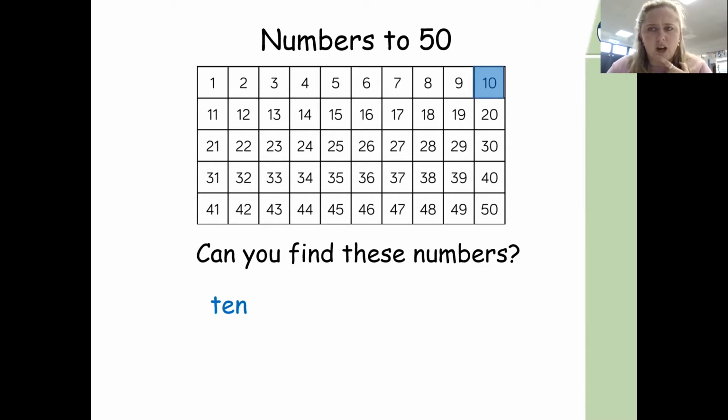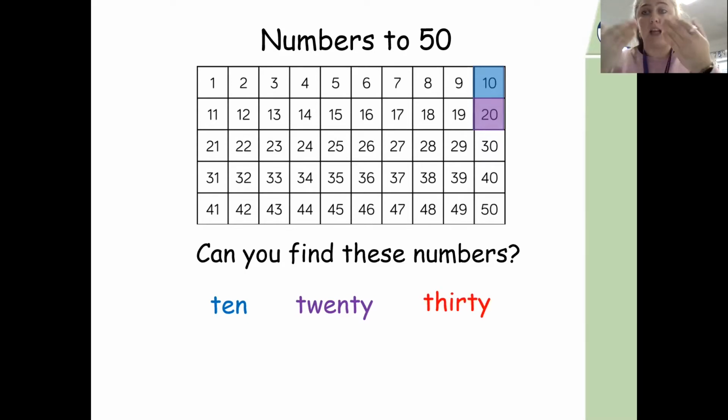Okay, can you find the number 20? Okay, my turn, your turn. 20. Fantastic. Can you point to it? Well done if you pointed to that one. Fantastic. Okay, my turn, your turn. Can you point to the number 30? 30. Can you point to it? Which one is it? Fantastic. That is the number 30.